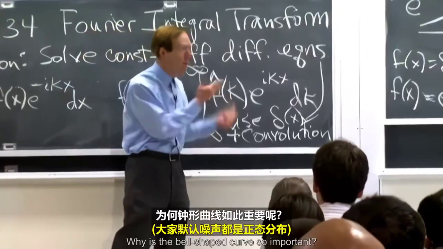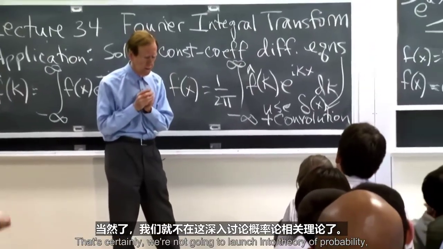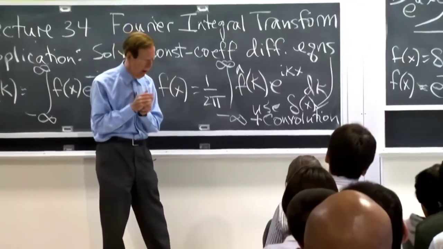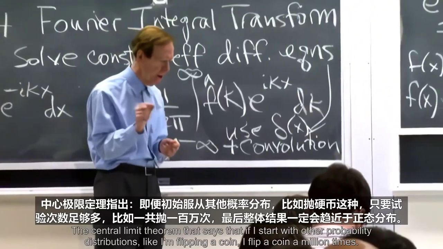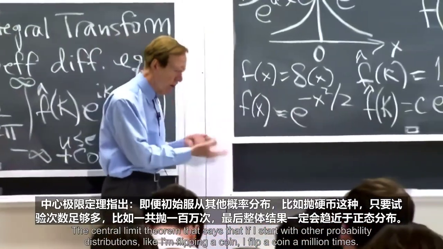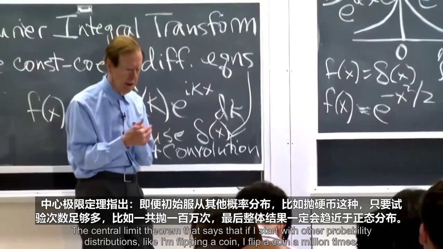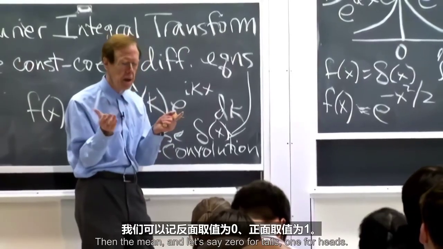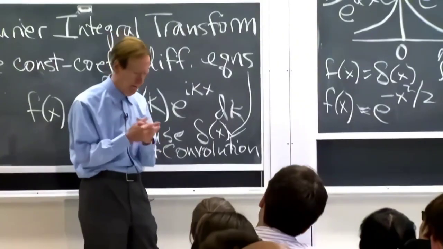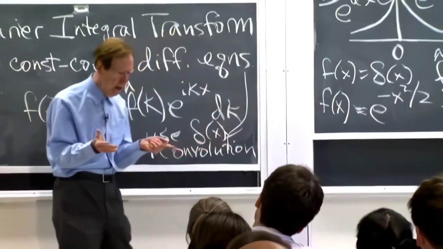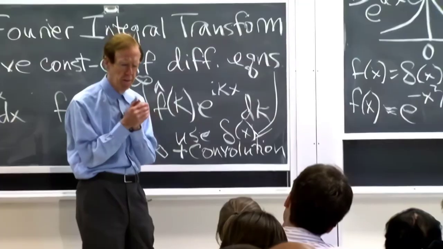Why is the bell-shaped curve so important? We're not going to launch into theory of probability, but it's the central limit theorem. So let me just use those words. The central limit theorem says that if I start with other probability distributions, like I'm flipping a coin, I flip a coin 1,000,000 times. Then the mean, and let's say 0 for tails, 1 for heads. Okay, so I flip. Well, the expected mean is what? 500,000, right? Half tails, half heads.